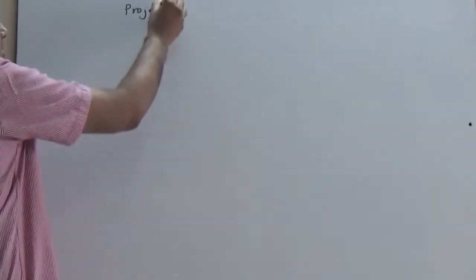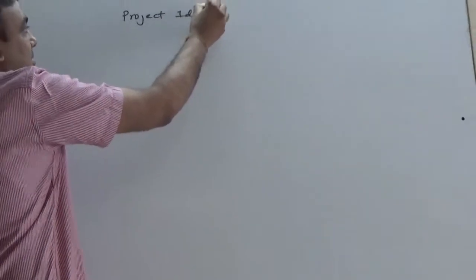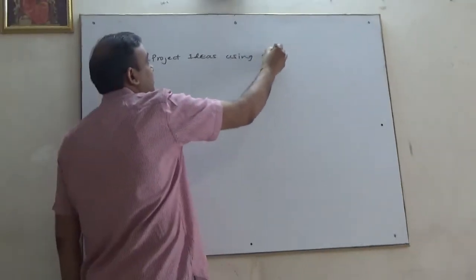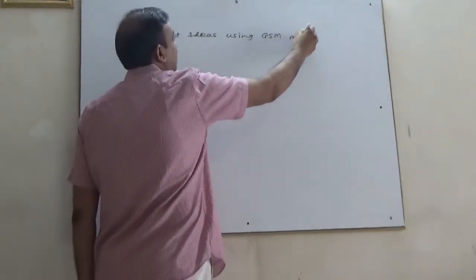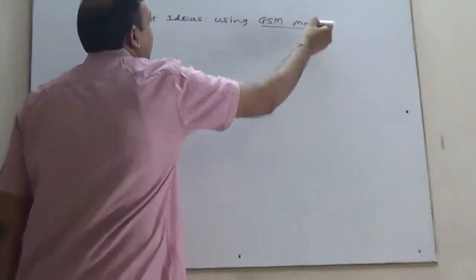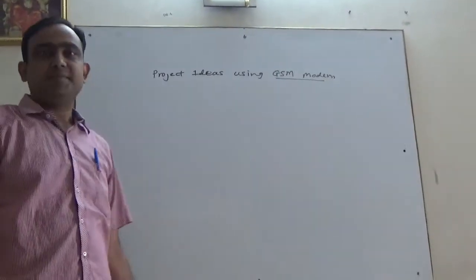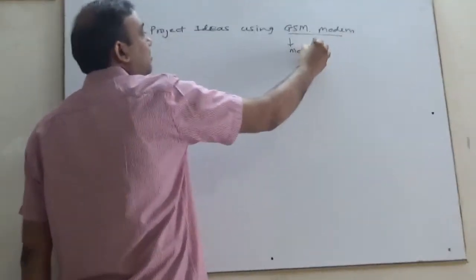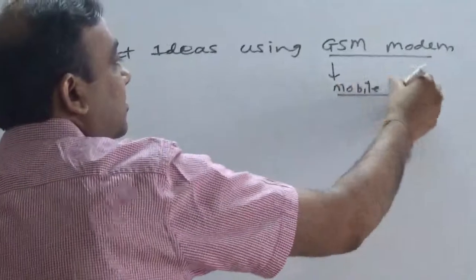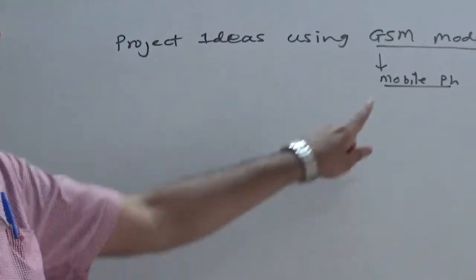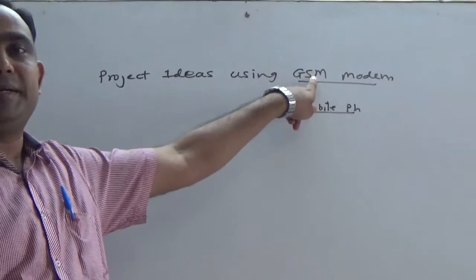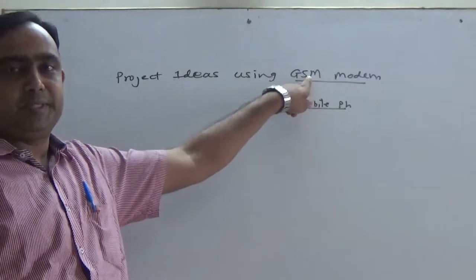Project ideas using GSM modem. Now, this GSM modem is very similar to the mobile phone. The difference is that a mobile phone is operated by a human being, and a GSM modem is operated by microcontrollers or microprocessors.